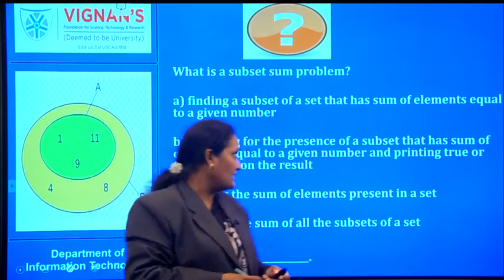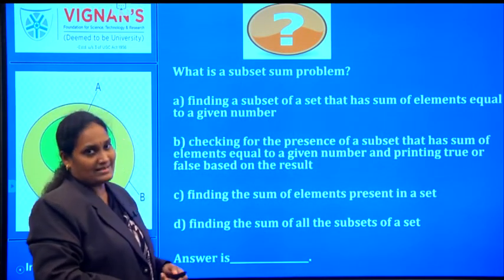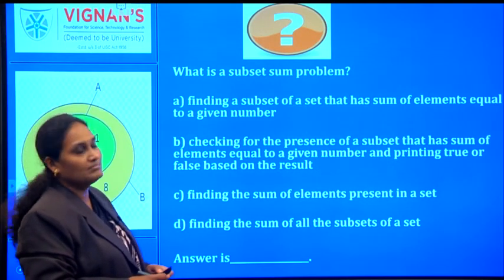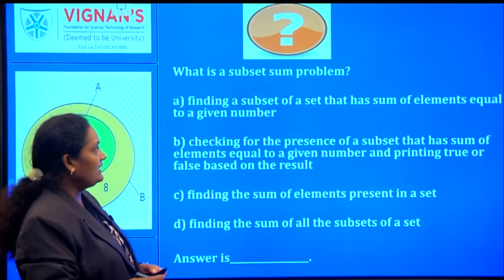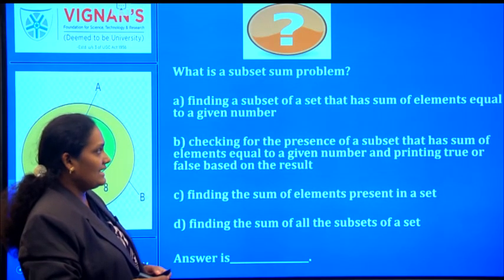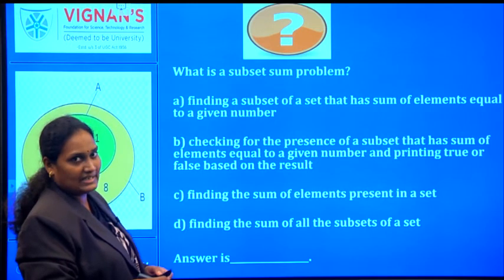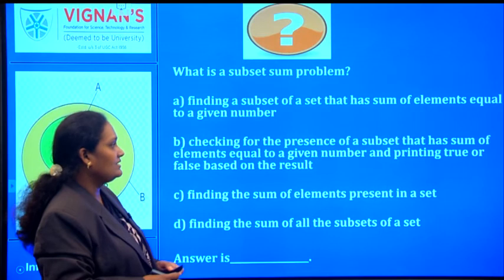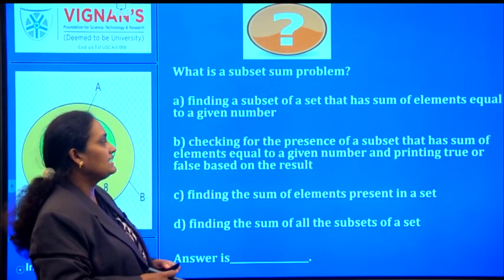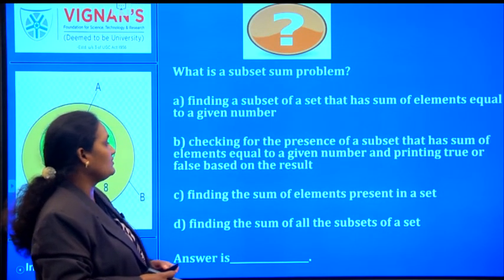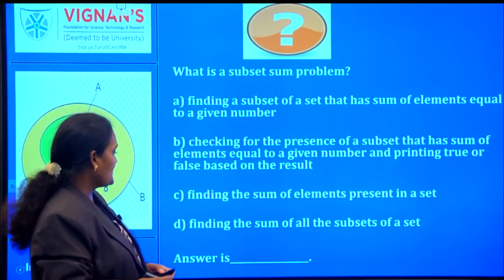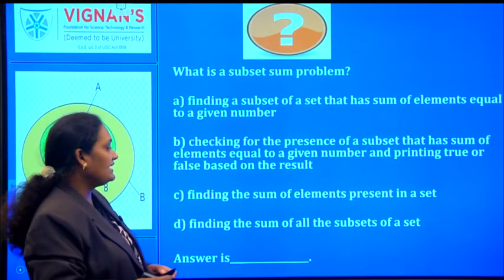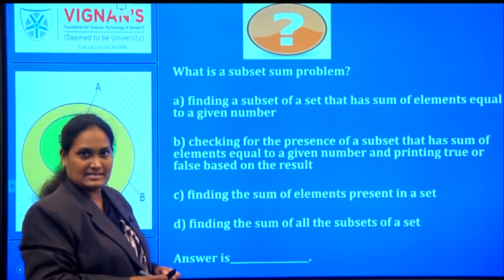To assess yourself, I have given some questions. Please answer these questions. The first question is, what is a subset sum problem? Option A, finding a subset of a set that has sum of elements equal to a given integer. Option B, checking for the presence of a subset that has sum of elements equal to a given number and printing true or false based on the result. Option C, finding the sum of elements present in a set. Option D, finding the sum of all the subsets of a set.